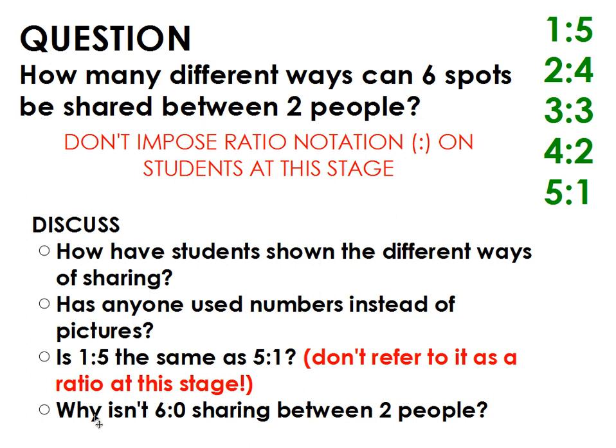Finally, maybe why isn't 6 to 0 sharing between 2 people? Because all 6 go to one person. It's not sharing. It's just putting it all in one place. Fantastic. So how are we going to extend this? How are we going to move forwards?